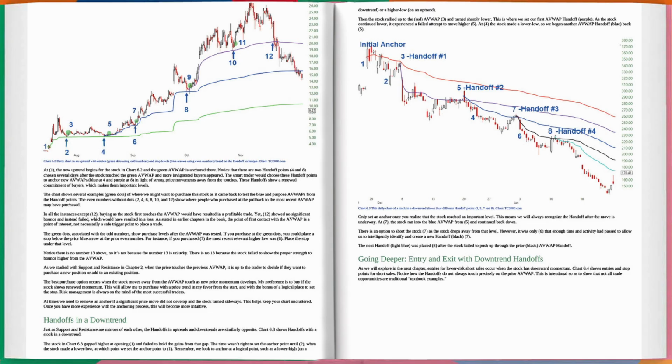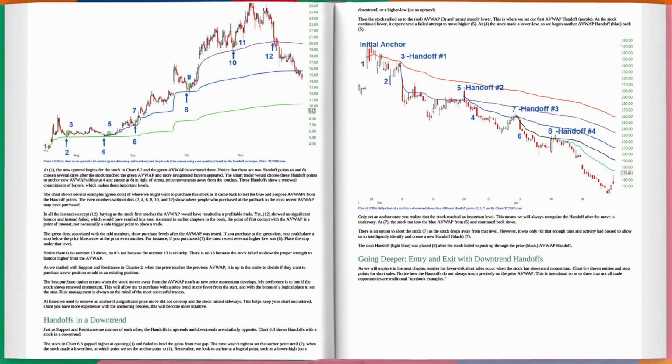Only set an anchor once you realize that the stock reached an important level. This means we will always recognize the handoff after the move is underway. At 7, the stock ran into the blue AVWAP from 5 and continued back down. There is an option to short the stock at 7 as the stock drops away from that level. However, it was only at 6 that enough time and activity had passed to allow us to intelligently identify and create a new handoff, black, 7.